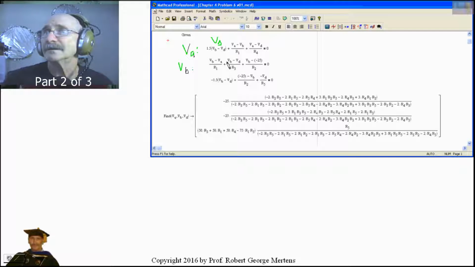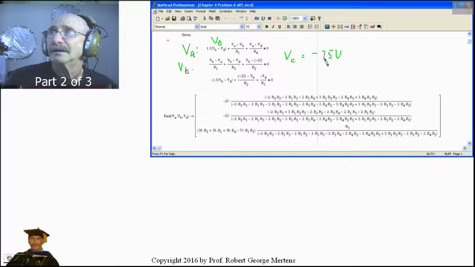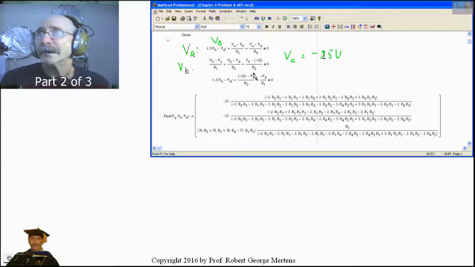And these three here, this is VB minus VA, VB minus VD, VB minus a negative 25. So in this one, what was VC? VC was equal to negative 25 volts. So I've put a negative 25 in place of this VC. And then of course R1, R3, and R2. And if you look back at the diagram, you'll see that. And then here are the currents going away from VC.